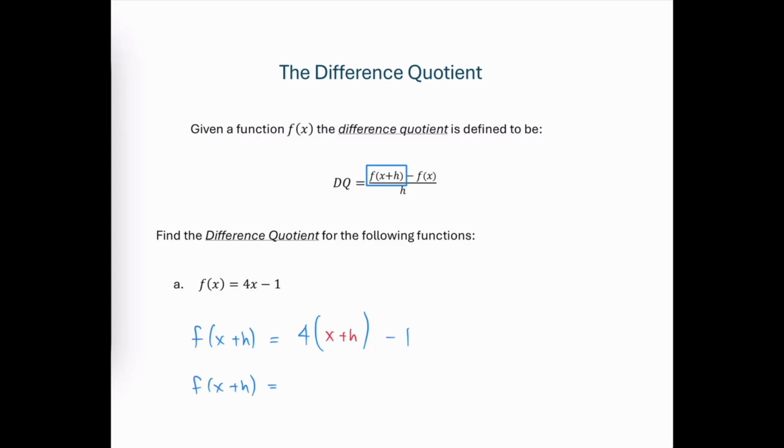There's not much really we can do to simplify this. We can distribute the 4 into the parentheses. It doesn't give us a much simpler expression, but it is what we're going to prefer to have when we're evaluating the difference quotient. So now we have the function evaluated at x plus h. We were given initially the function evaluated at x.